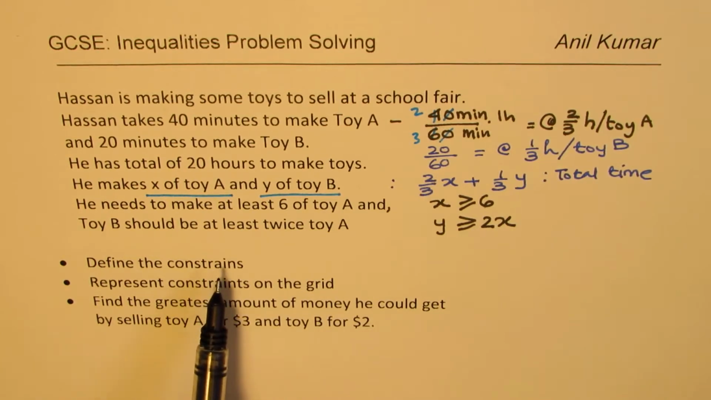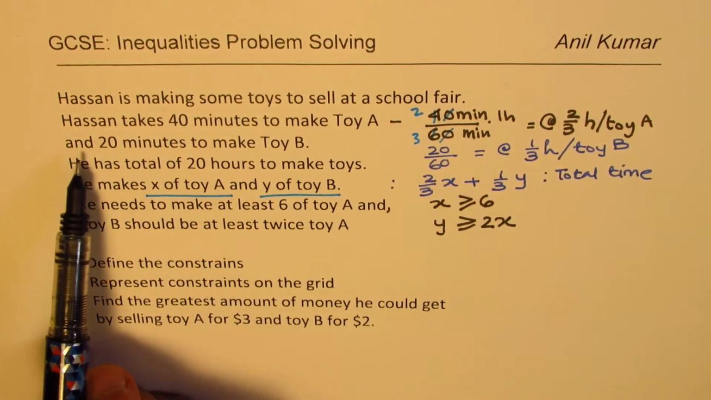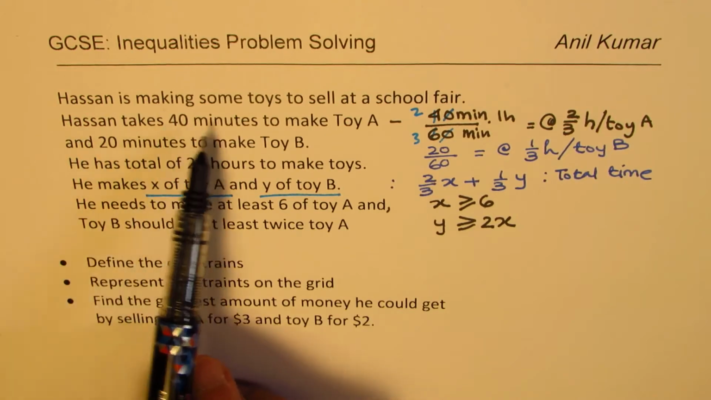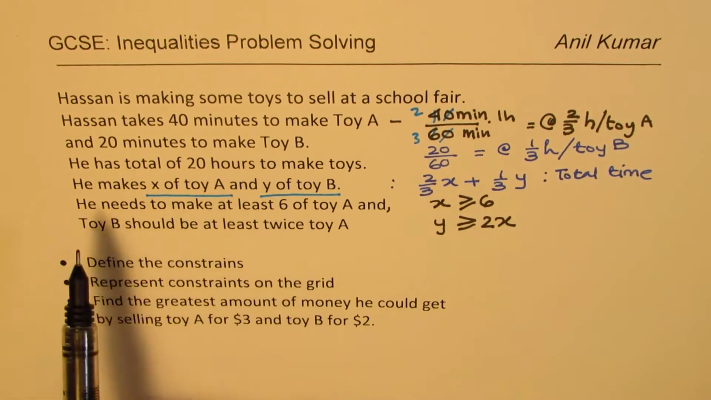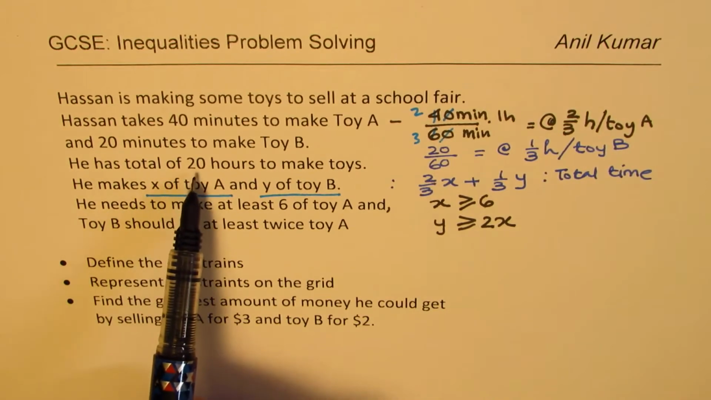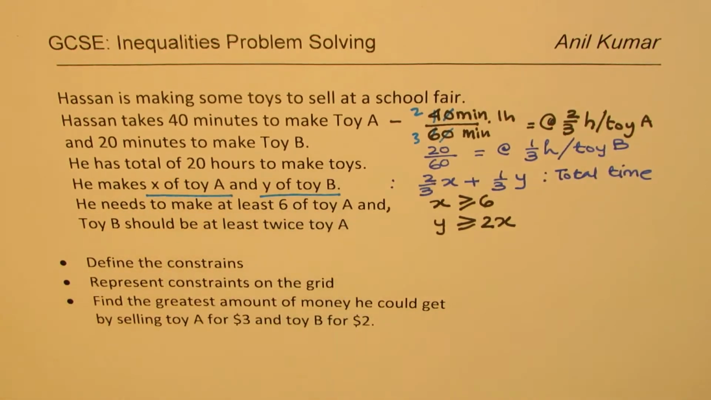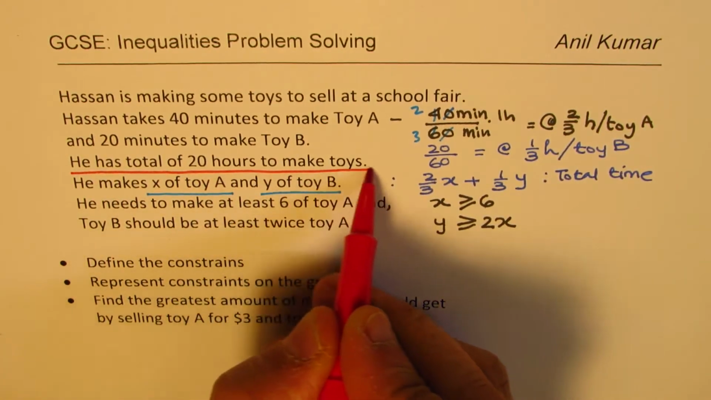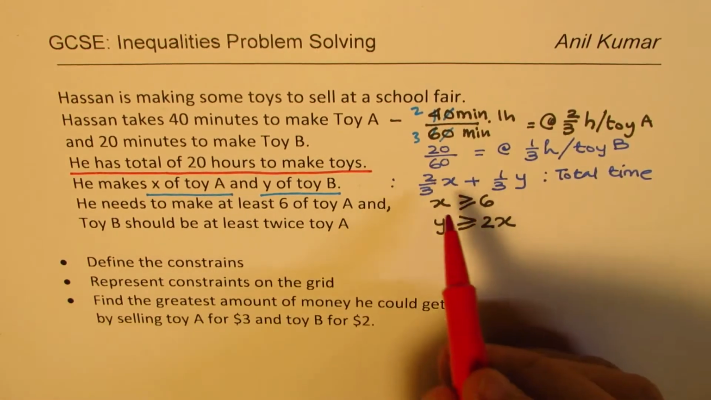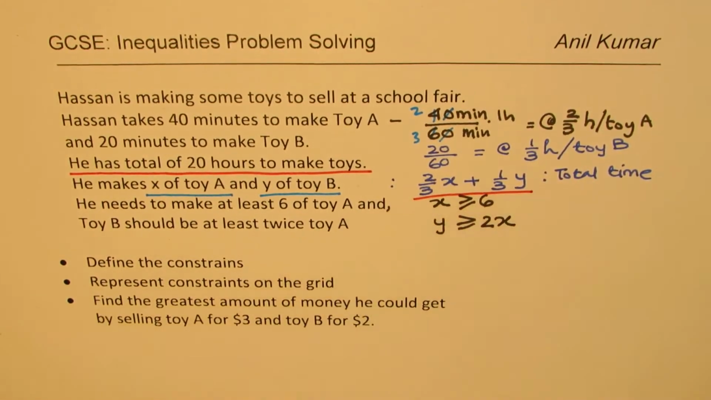We are also given that Hassan takes 40 minutes to make toy A and 20 minutes to make toy B. He has a total of 20 hours to make toys. So let's underline this particular statement. He has a total of 20 hours to make toys. And in hours, time taken is all this. So this time should be less than or equal to 20 hours. Do you get the idea?